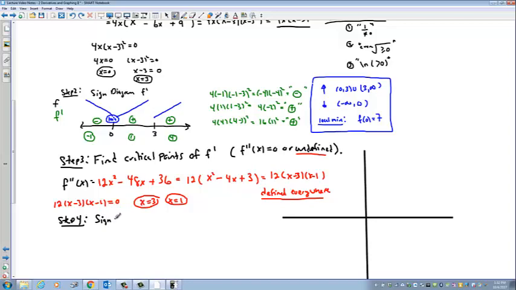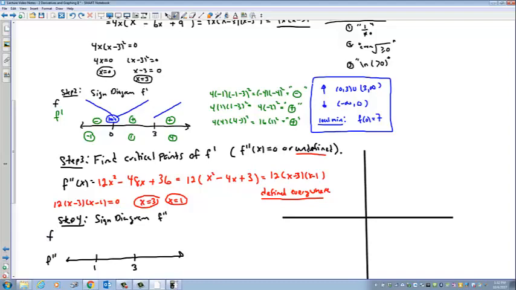And before we did a sign diagram for f prime, now we're going to do a sign diagram for f double prime. So right here, we'll write the sign diagram. We'll put our two critical points on here, 1 and 3, critical points for f prime. And we're going to do a sign diagram for f double prime, and above it, we'll do sort of an analysis for f.